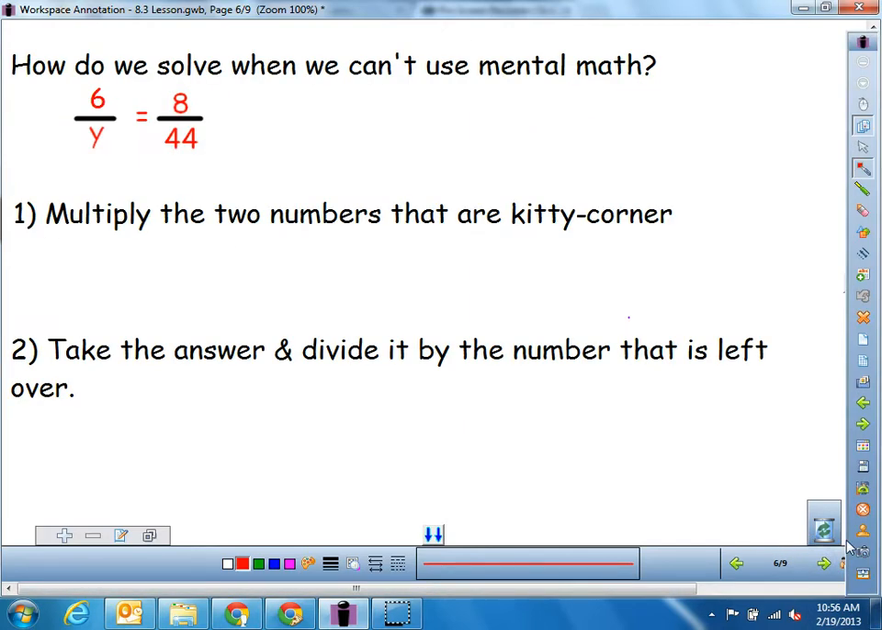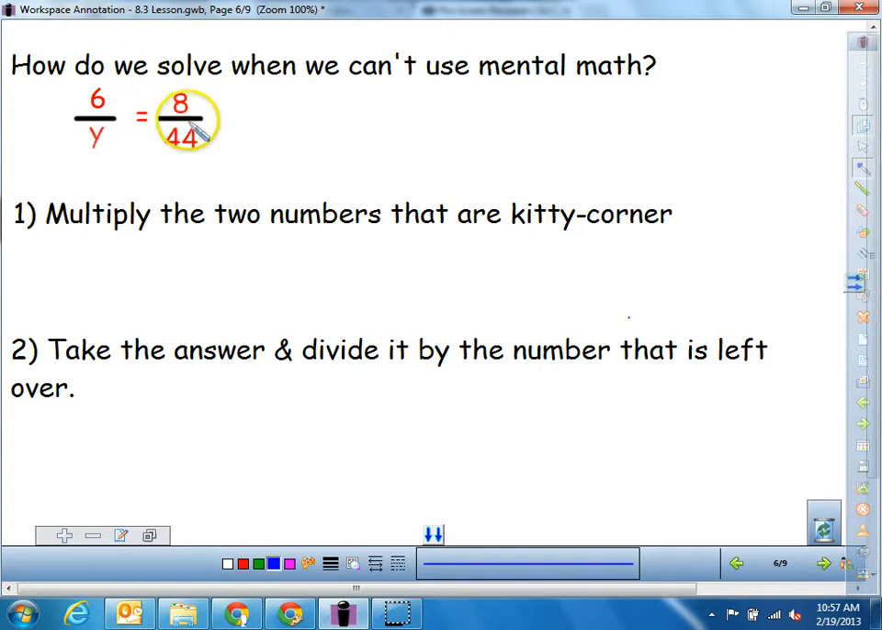So what about when we can't use mental math? Like, for example, how do I get from 6 to 8? We're not adding. I don't know how to multiply or divide to get from 6 to 8. So we need to have a backup way in order to solve this proportion, because sometimes it works out that we can use mental math and sometimes it can't. So what we need to do here when we can't do it mentally. So for example, I don't know how to take 6 times anything to equal 8.